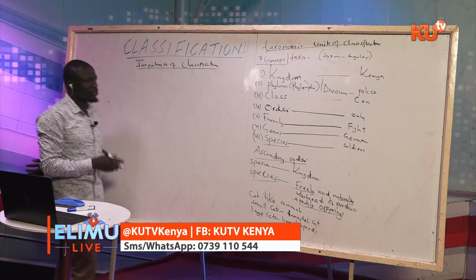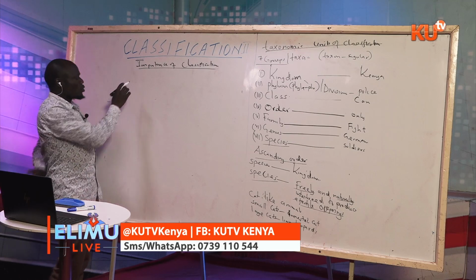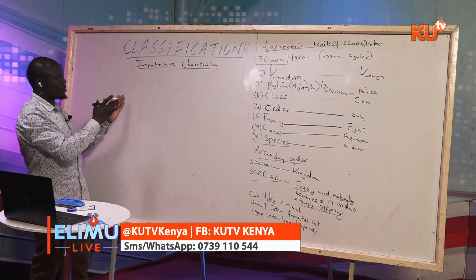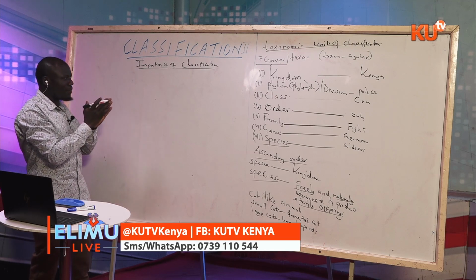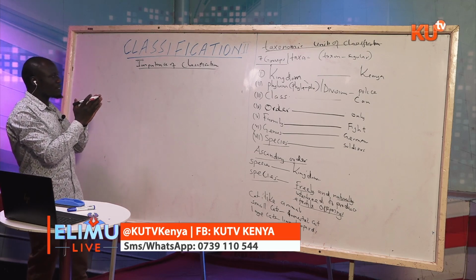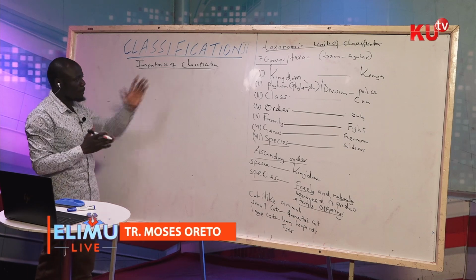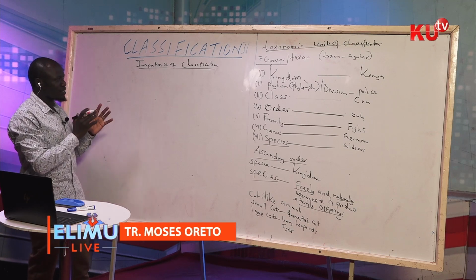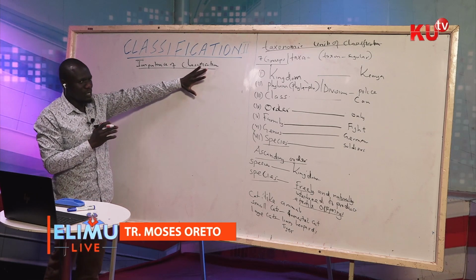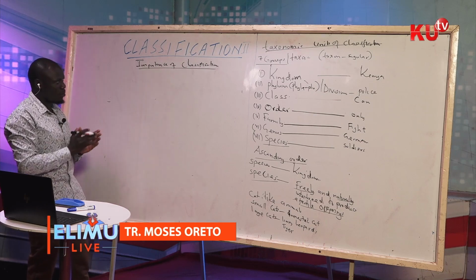One, because of classification, we are able to orderly arrange organisms in a manner that can easily be studied. We are able to orderly arrange these organisms in a manner that we can easily study based on the amount of characteristics that we are able to see. That is one of the importance of classification that we learned in Form 1.